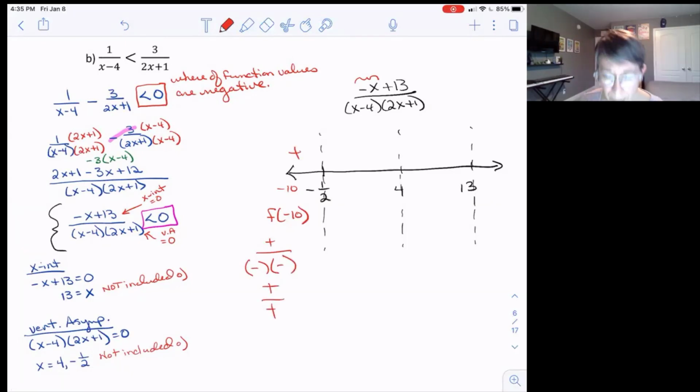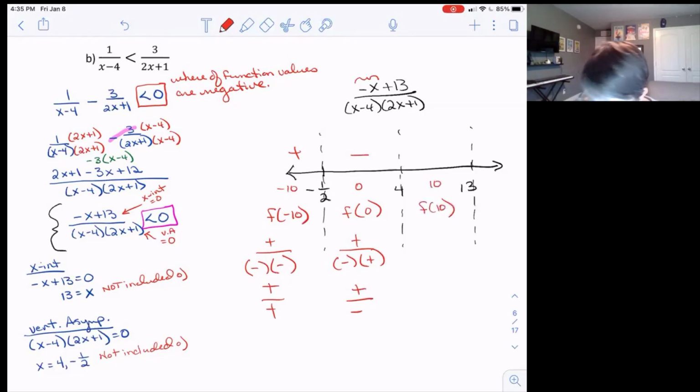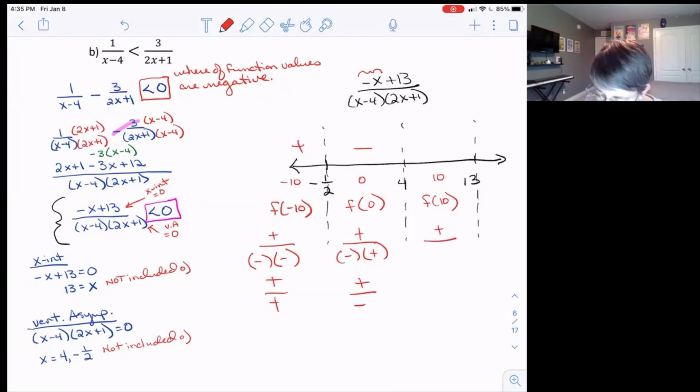Then between negative 1/2 and 4, I would try the point 0. So f of 0, that would give us a positive on top. 0 minus 4 is a negative. And 0 plus 1 is a positive. So that would give us a positive over a negative, which is negative. Between 4 and 13, you could choose anything. I'm going to choose 10, f of 10. So the opposite of 10 plus 13 would still give me a positive in the top. 10 minus 4 is positive. 20 plus 1 is positive. So that gives us a positive over a positive.